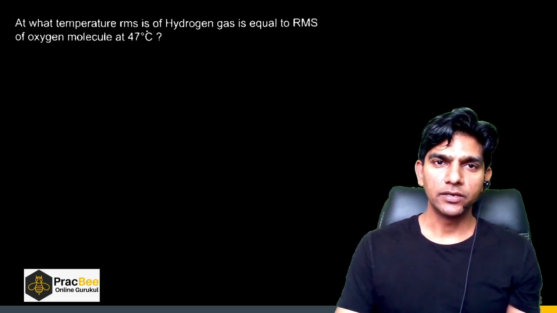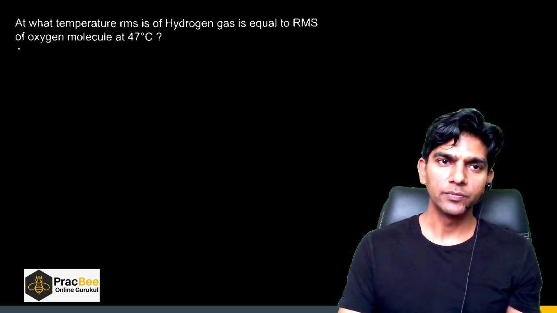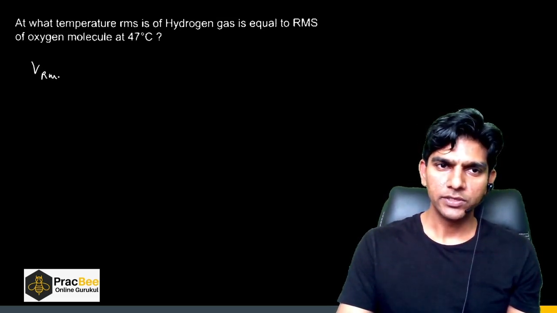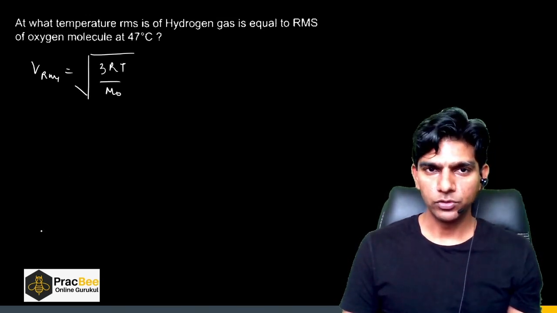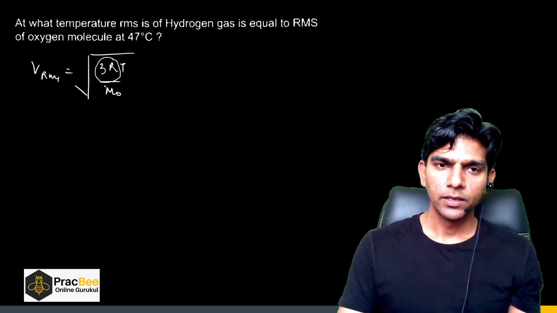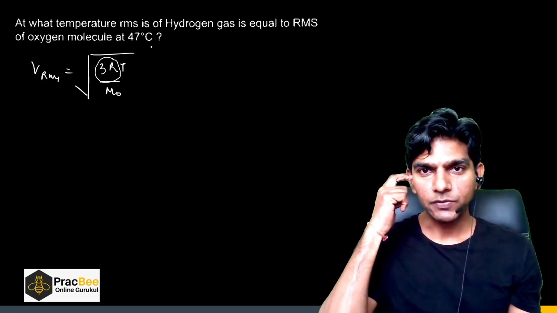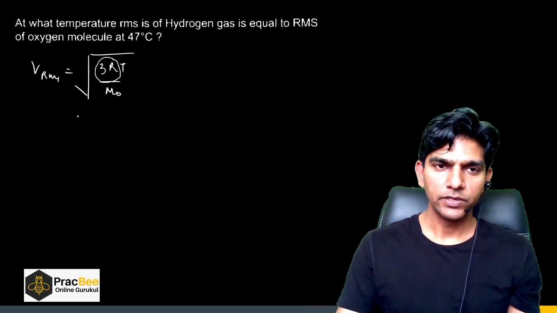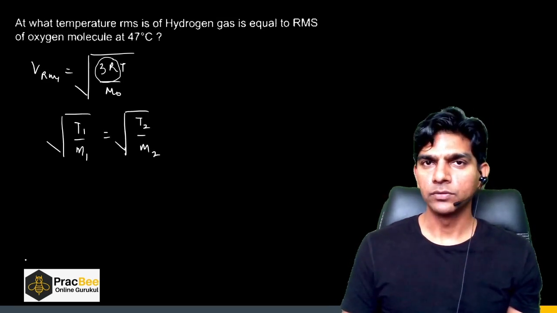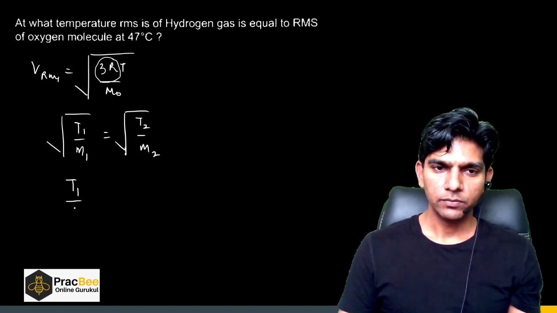Okay, at what temperature is the RMS speed of hydrogen gas equal to the RMS speed of an oxygen molecule at 47 degrees Celsius? Formula based question, we know that V RMS is given by root of 3RT by M naught, where M naught is the molar mass. So 3R is constant for both the gases. So if their RMS velocities are the same, then we can say root of T1 by M1 will be equal to root of T2 by M2. So if I square this, T1 by M1 will be T2 by M2.